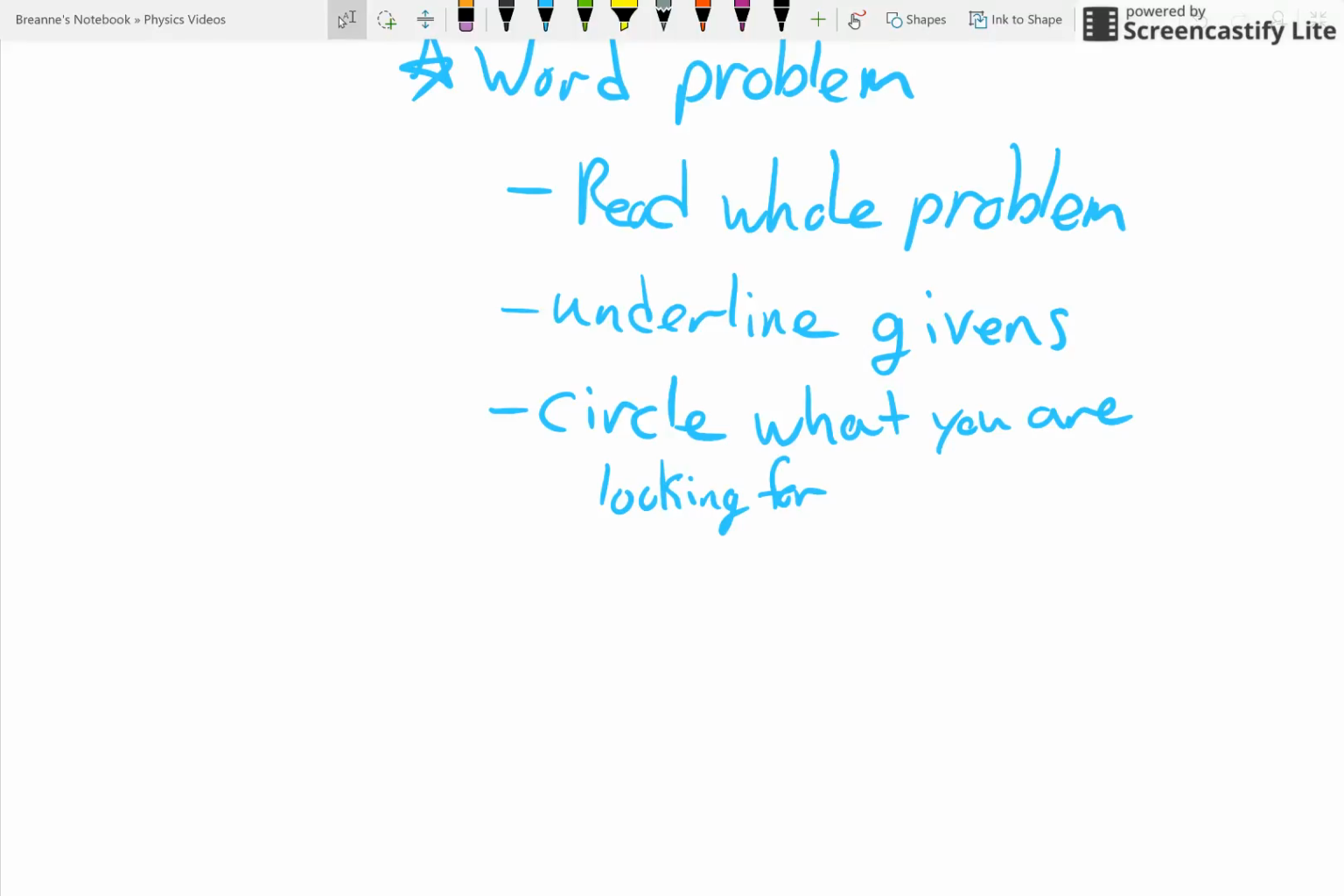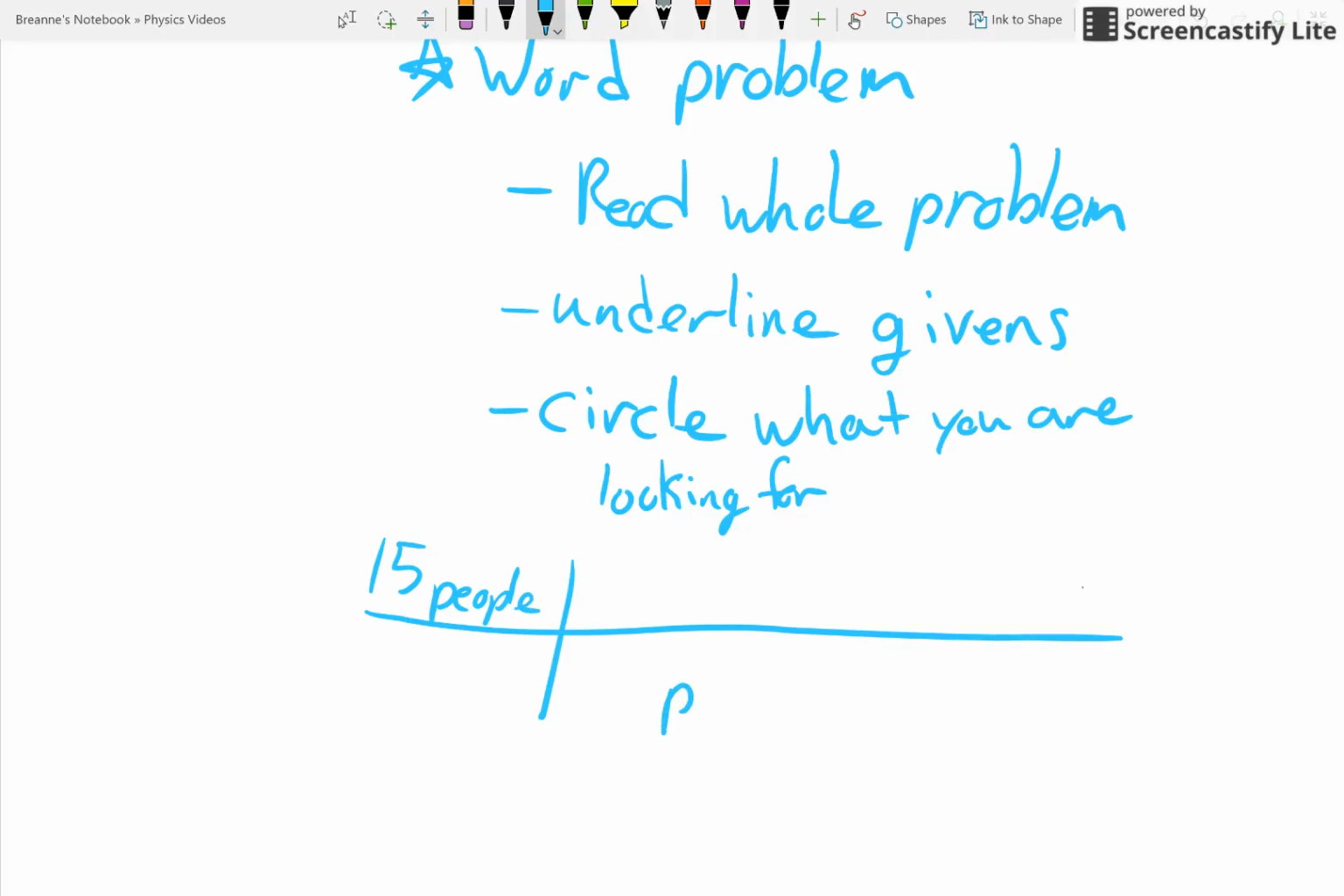So let's go back to the pizza problem. So we had 15 people, right? So that was our first given. So we're just going to throw it up here, 15 people. But remember, our circle was wants to know money. So we need to make sure our money ends up on top. But we don't want people, right? So people we know needs to go to the bottom.